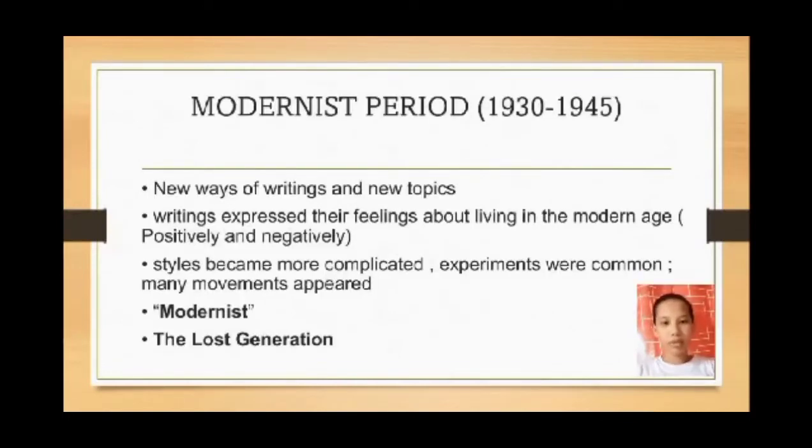Now let's move on to the next period, the modernist period. It occurred between 1930 and 1945. During this period, the writers were looking for new ways of writing and even new topics.